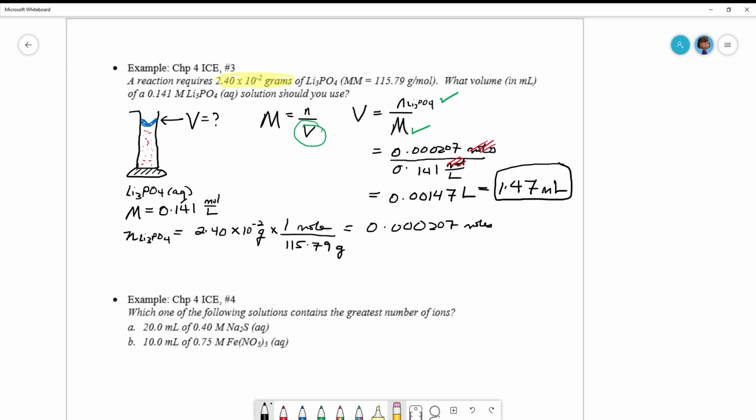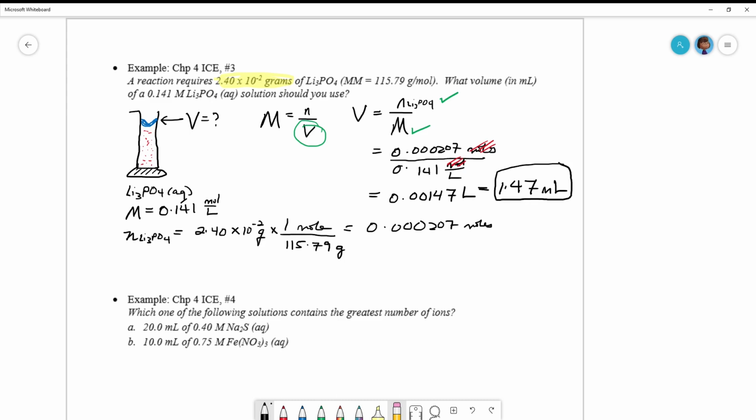Okay, so this was a fairly straightforward example where we just had to rearrange the molarity equation and solve for volume using the supplied molarity and our obtained mole quantity of solute, which we got from the mass of the solute. Okay, just pay attention to units and you're all set.